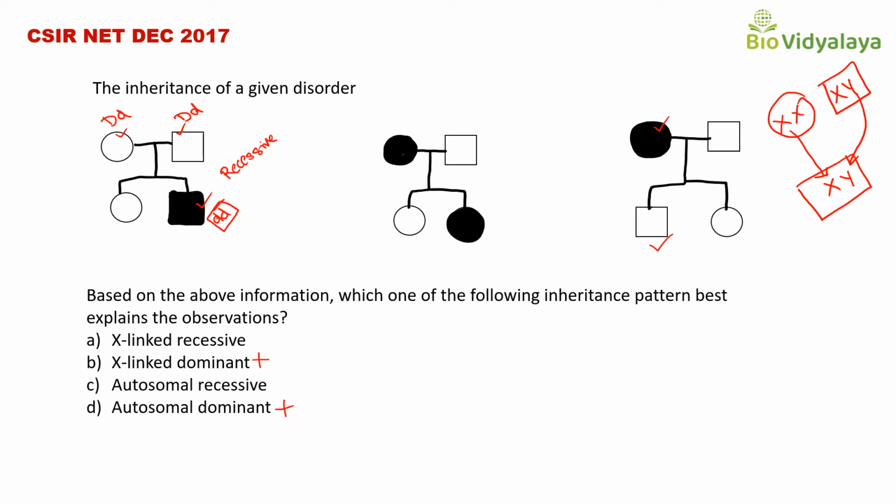So we can confirm that this is not X-linked. This is autosomal. So this pedigree is an autosomal recessive pedigree. So the correct answer is option C, autosomal recessive.